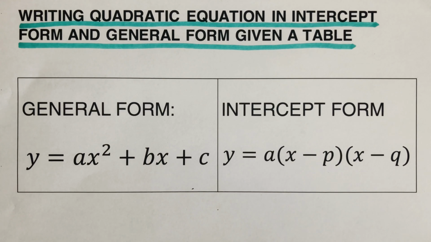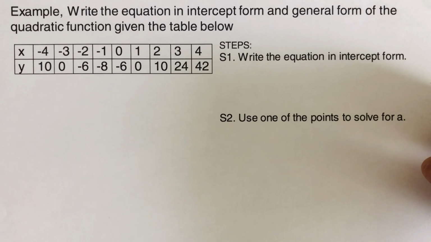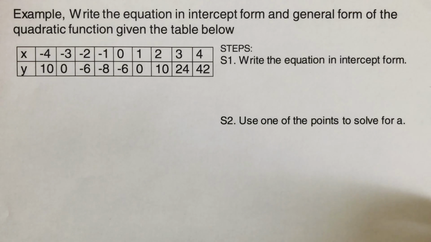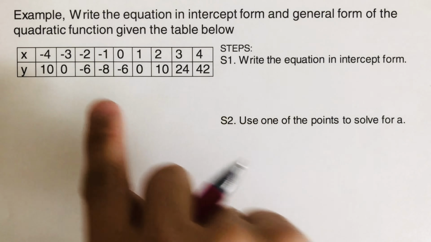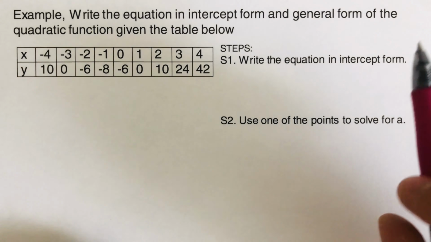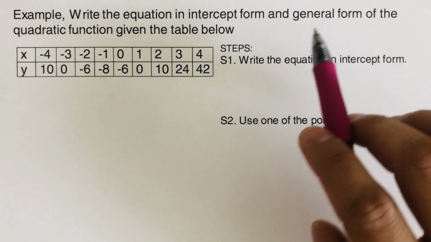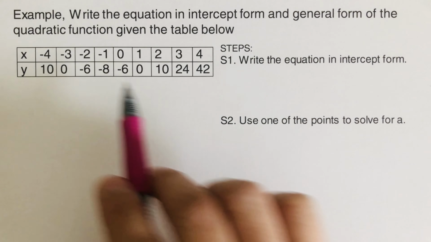Now let's have an example to better see how we go about getting the general form and intercept form when we have a table. So we have a table over here. This is a table of values. It's a quadratic function and it's going to form a parabola. So our task is to determine the intercept form of the equation and the general form of the equation that would work for this table.